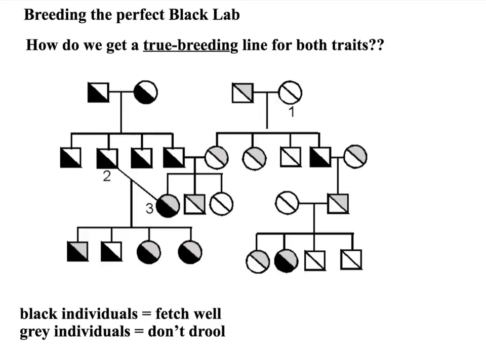So first, let's determine: is fetching well recessive or dominant? Well, first of all, I see it everywhere, but it skips a generation here. You see it here, but you don't see it down here. Here you see it in both. You see it in all their children. So once both parents have it, everyone in that lineage has it, as far as fetching well. And here you see it skip a generation. So fetching well is recessive.